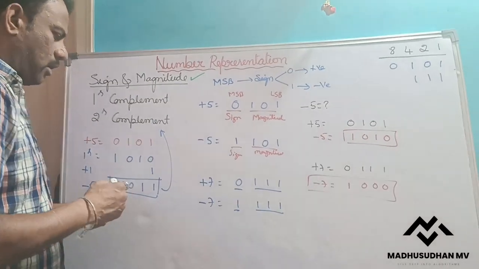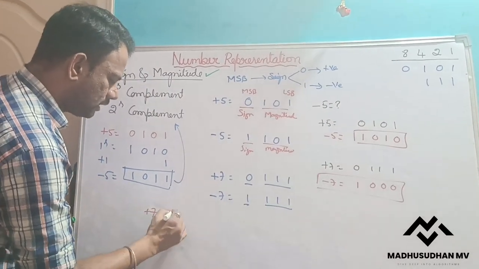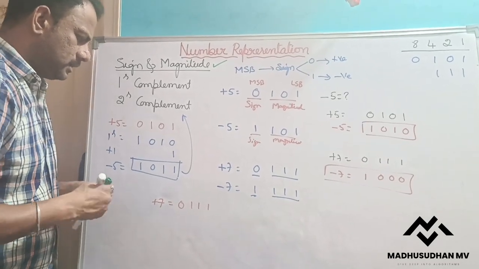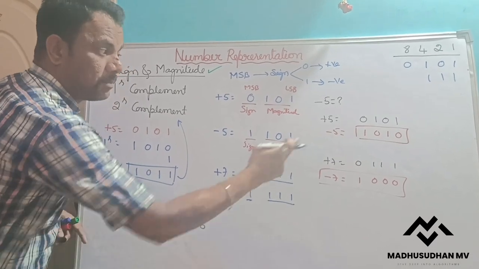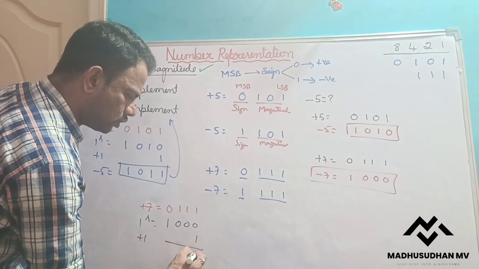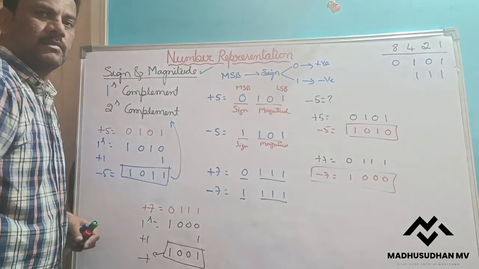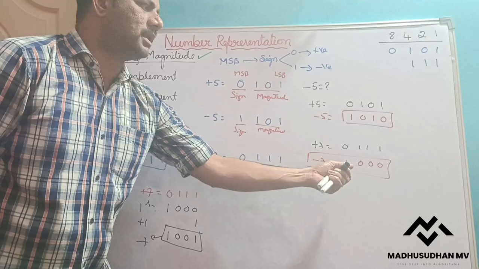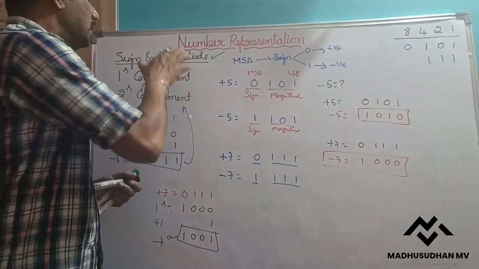Let us take one more example. This is plus 7. I don't know minus 7, but we know plus 7, which is 0, 1, 1, 1. To that, take the ones complement: 1, 0, 0, 0. This is minus 7 in ones complement. But for twos complement, we need to add plus 1. So 0 plus 1 gives 1, 0, 0, 1. This is your minus 7 in twos complement. So this is how to represent negative numbers in three methods: sign and magnitude, ones complement, and twos complement.